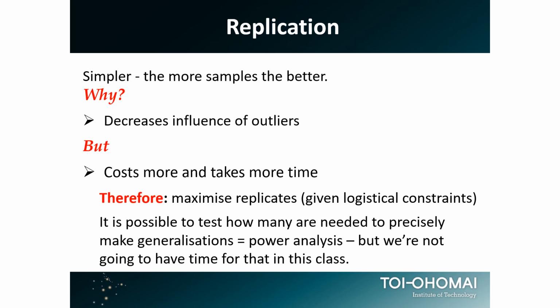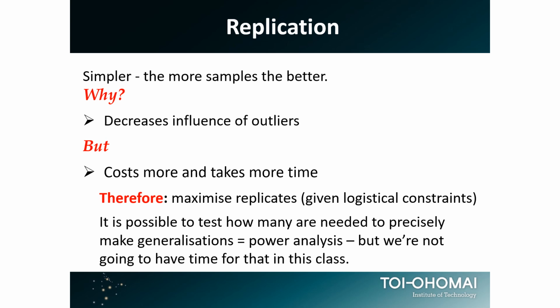But generally, when you're sampling, it takes time, it costs money. If you're going to send samples out to test nutrient levels, you might send water samples out to Hill Laboratories in Waikato, and maybe that costs $30 a sample. So unless you have a huge budget, you're going to be limited in how many samples you can take and send off. You're also going to be limited in the amount of time that you have to go out and take samples. So with replication, you've got to balance the fact that it's better to have more versus what you can do practically.